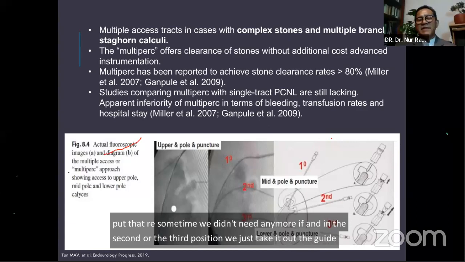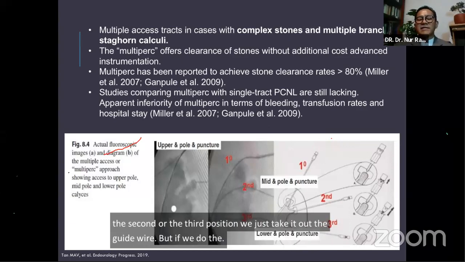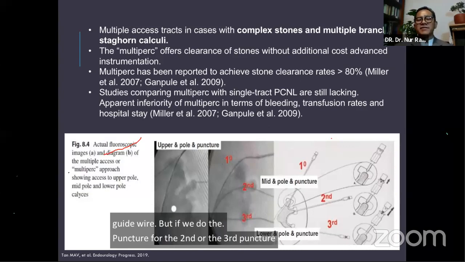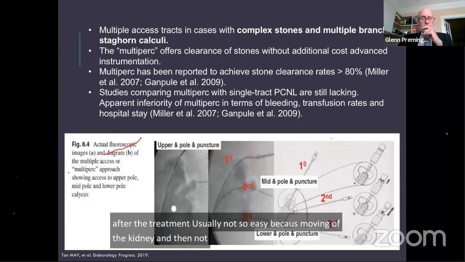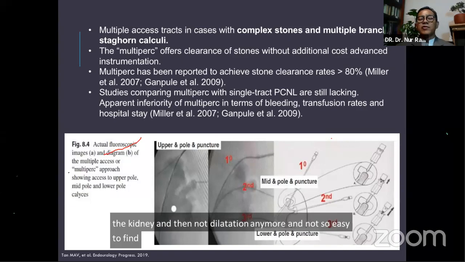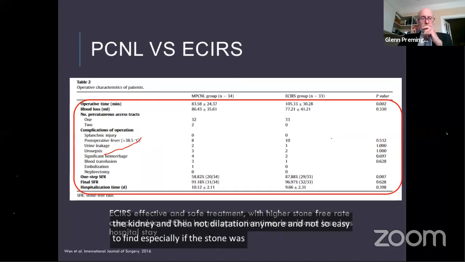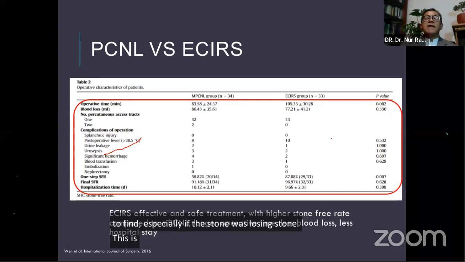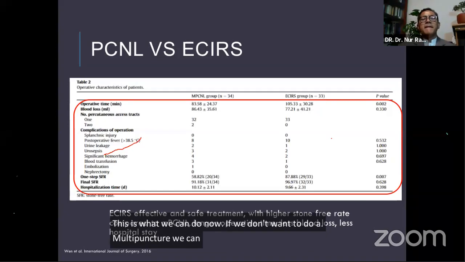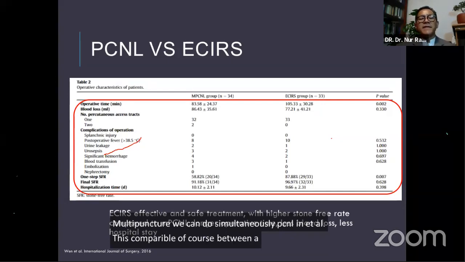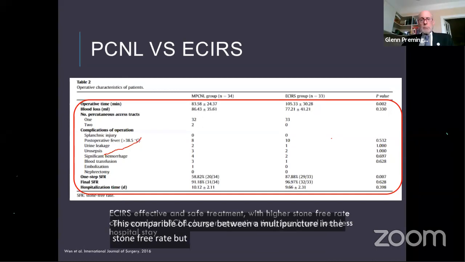But if we do the second or third puncture after dilatation or after the treatment, it is usually not so easy, because of the movement of the kidney and the loss of dilatation, and it is not easy to find, especially if the stone is loosened. This is what we can do now. If we don't want to do multi-puncture, we can do simultaneous PCNL in each kidney. It is comparable in the stone-free rate with multi-puncture, but in complications, HEs is better.